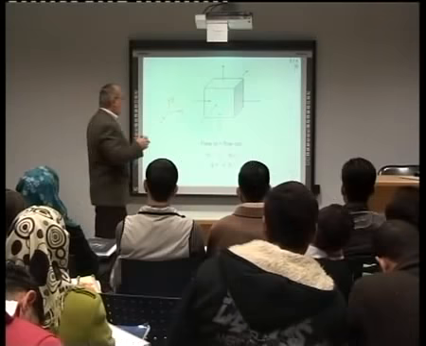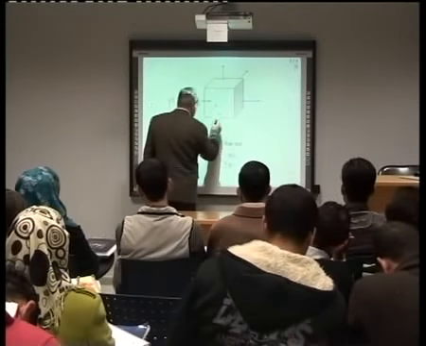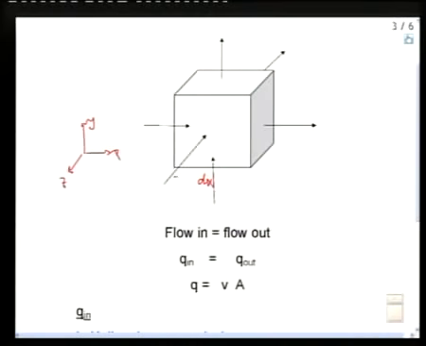So I have an infinitesimal element. Infinitesimal means this distance is dx, from here to here. This distance is dz, and this distance is dy, because it's a small element. dx, dy, dz. It's a cube, very small. dx, dy, dz.